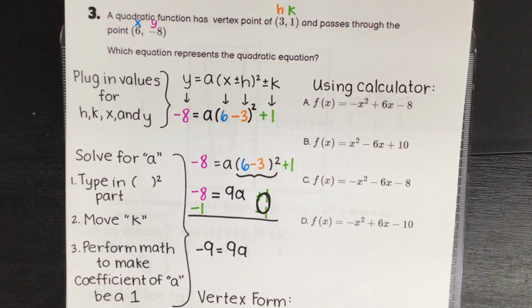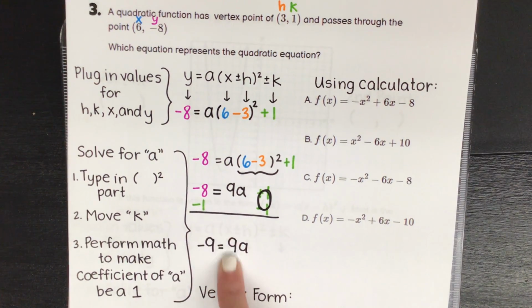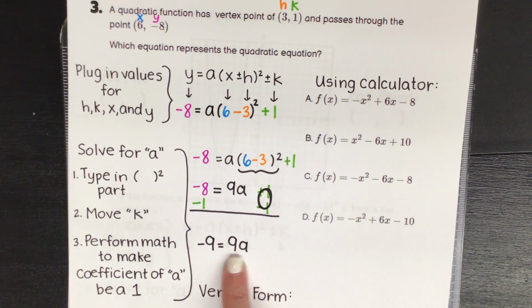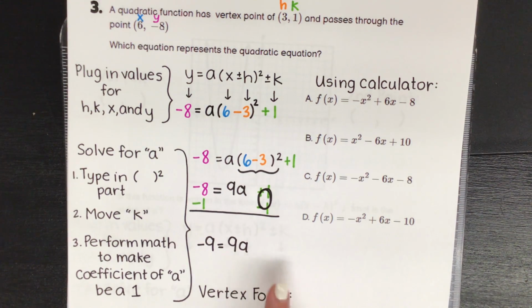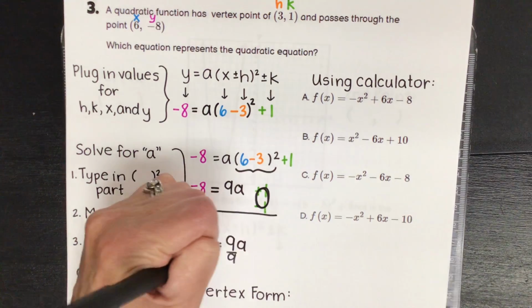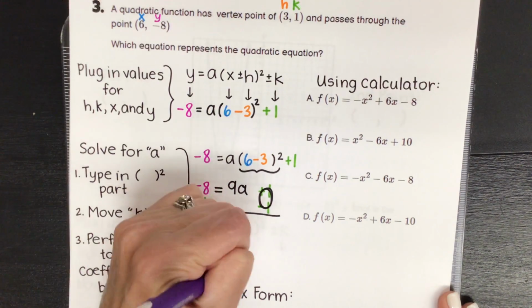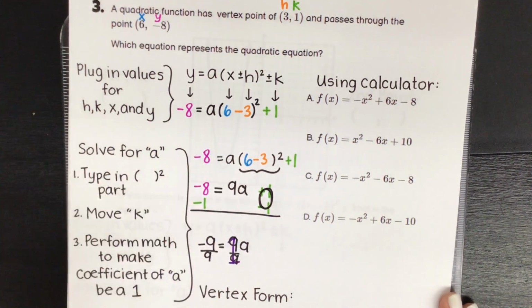And now what we're going to do is perform the math to make the coefficient of A be a 1. So right now I have a coefficient of 9, and I need to turn that 9 into a 1. Well, the only way that's going to happen is if I either divide by 9 or multiply by 9. And since this is multiplication, I have to use inverse operations. So I'm going to be dividing by 9. And if I divide by 9 on one side, I have to perform the same operation on both sides. So that is how this is going to turn into 1a.